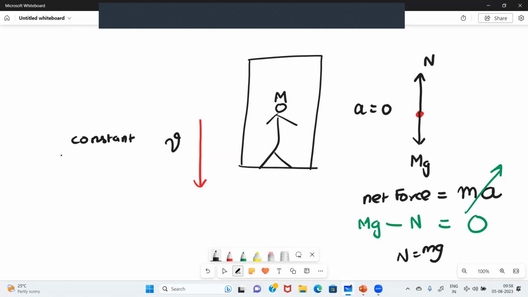So, the formula for the normal reaction of a body moving upward is N = m(g + a). Since the acceleration is retarding, it will be minus a. So N = m(g + (−a)) will become N = m(g − a). Excellent answer. Give a good round of applause.